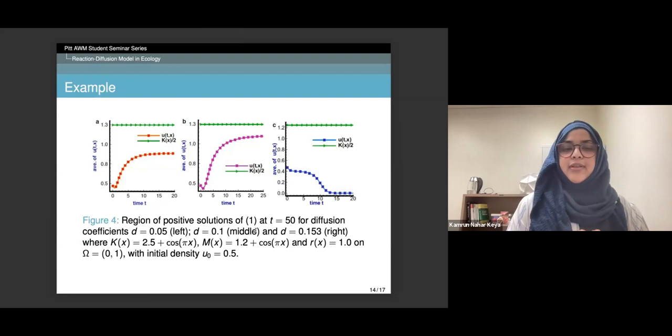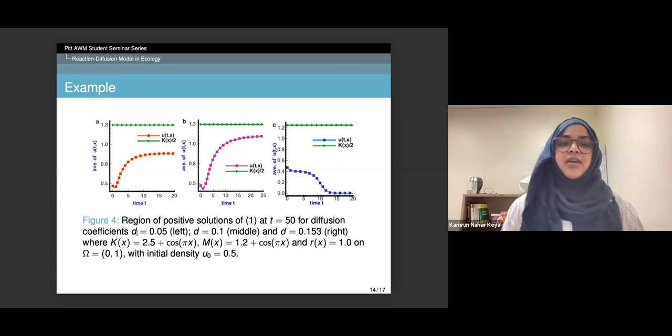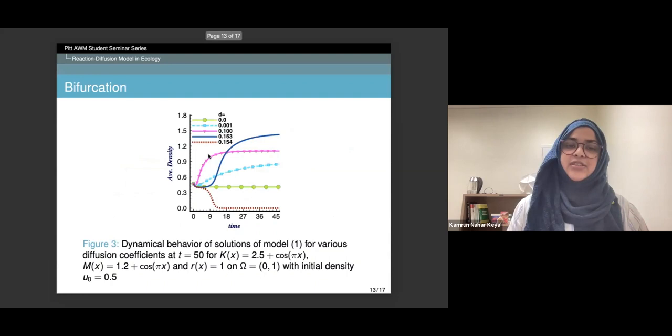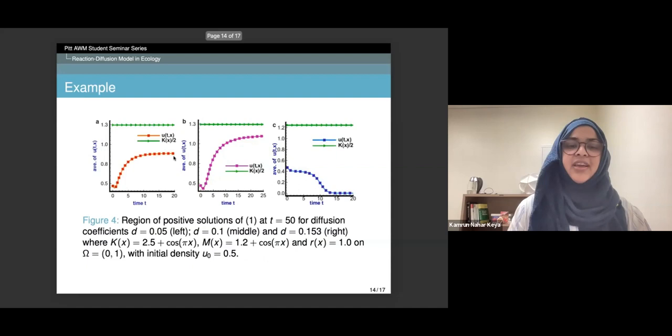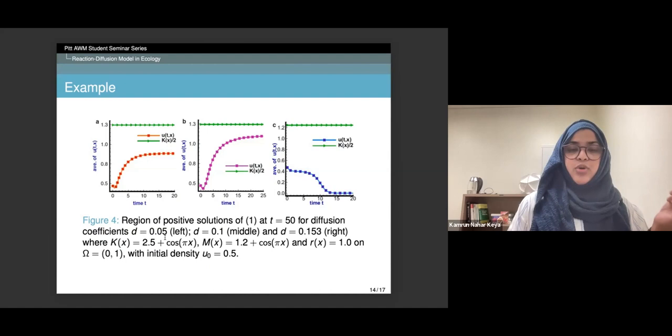At this time, we fixed the diffusion. Since we want the solutions to exist, we choose the diffusion in this domain, from 0 to 0.15. So in this domain, it surely exists. We chose diffusion 0.05, 0.1 and 0.153. For the first case, we chose diffusion 0.05 and we know the solution will exist.